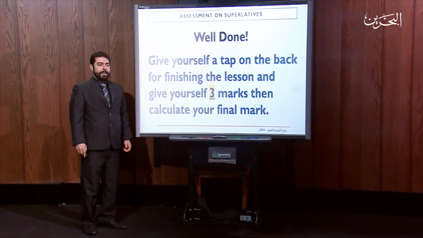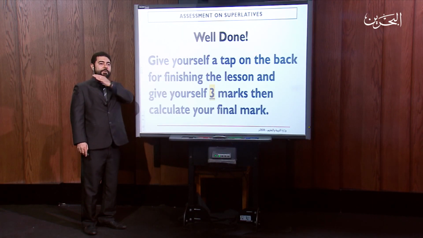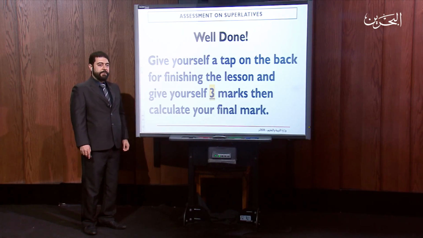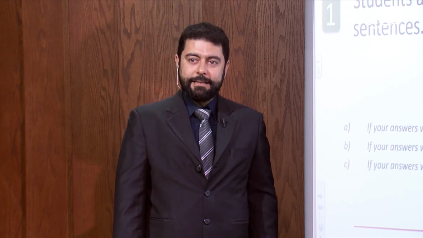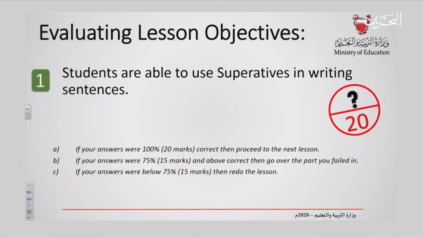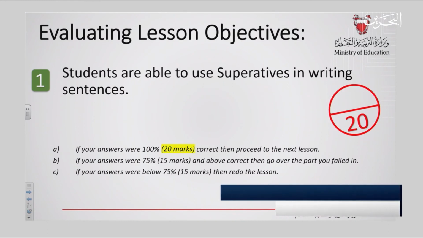Well done. Give yourself a tap on the back for finishing the lesson and give yourself 3 marks. Then calculate your final mark. Evaluating lesson objectives. Now, you are able to use superlatives in writing sentences. And you have a mark out of 20. If you have all of your answers correct, 100%, that means 20 marks, then proceed to the next lesson.